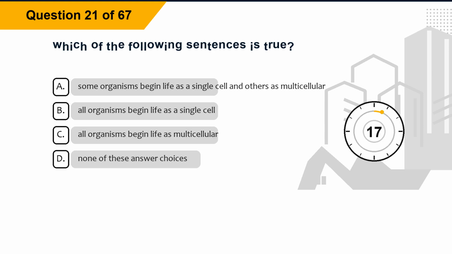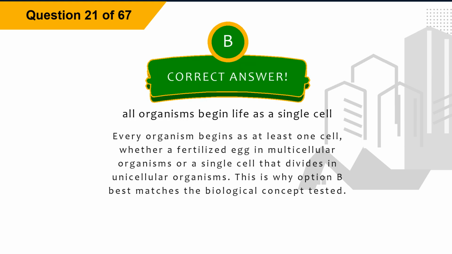Question 21. Which of the following sentences is true? Option A. Some organisms begin life as a single cell and others as multicellular. Option B. All organisms begin life as a single cell. Option C. All organisms begin life as multicellular. Option D. None of these answer choices. The correct answer is option B. All organisms begin life as a single cell.